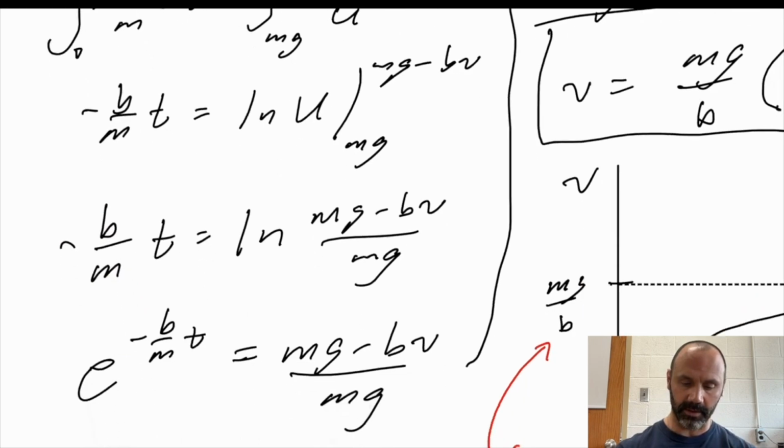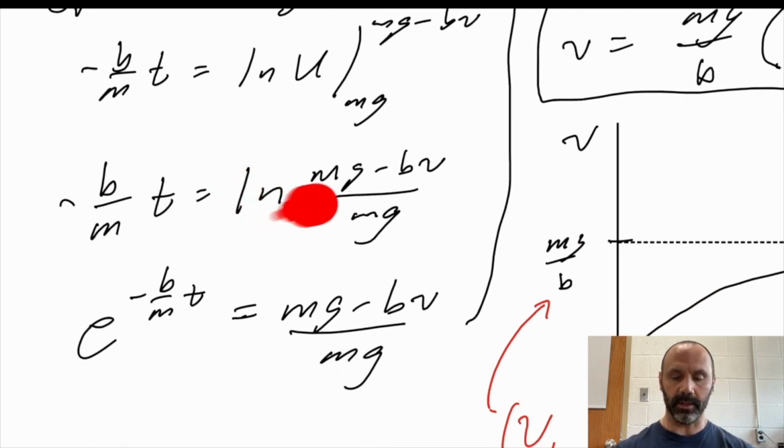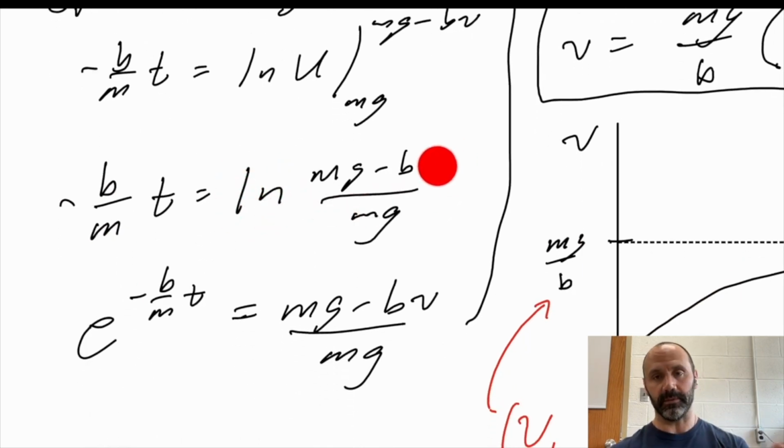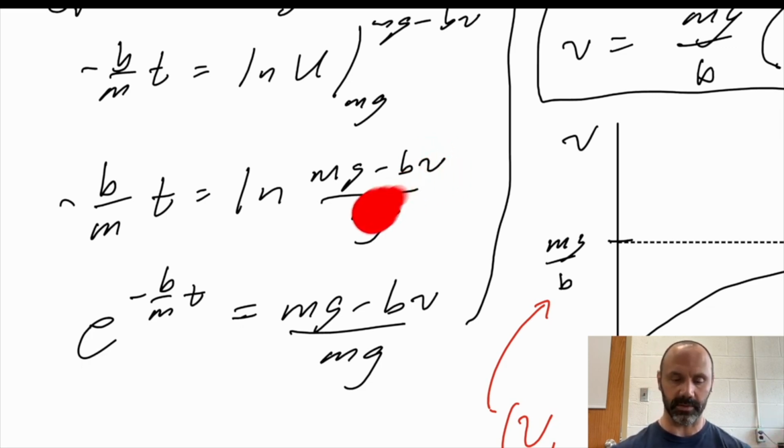Negative b over m t, so on that side. Now, I'm trying to solve for v at this point. In order to get v out of here, I exponentiate both sides. So e to the negative b over m t equals mg minus bv over mg.